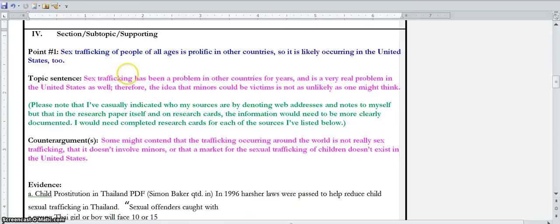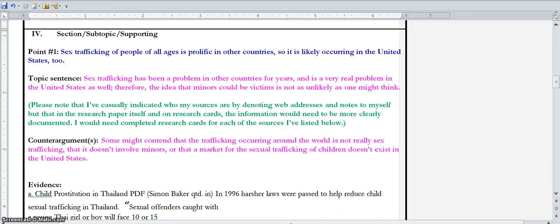So this is my point. This is the first point I'm using to try to prove my stance that I believe organized child sex abuse rings exist. They're kind of hidden. I think they're kind of hidden. They're underground. People don't know about them. Nevertheless, I think they do exist. Okay, so my first point: sex trafficking of people of all ages is prolific in other countries, so it is likely occurring in the United States too.